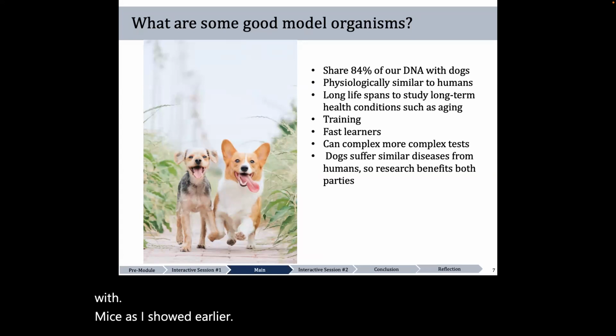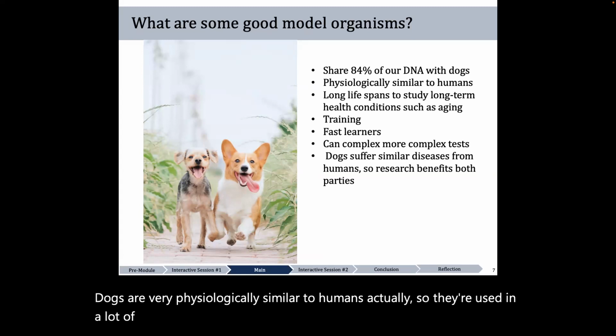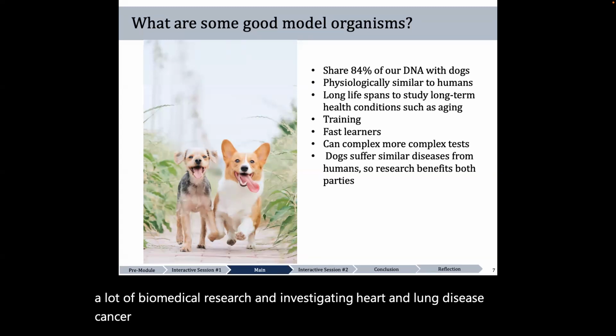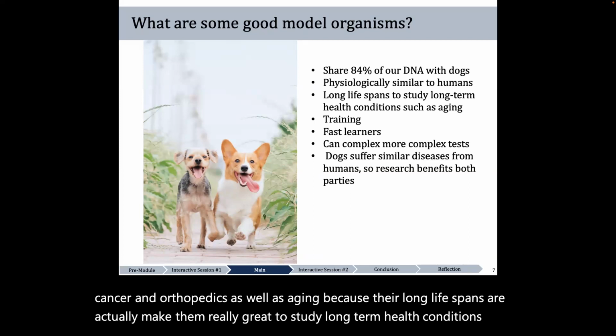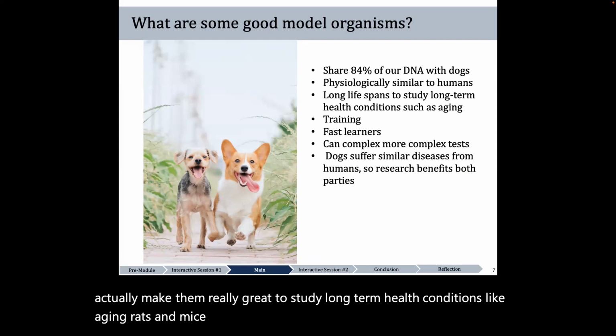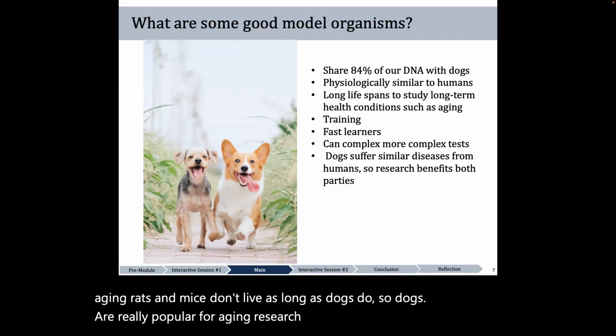Dogs are very physiologically similar to humans, actually. So they're used in a lot of biomedical research investigating heart and lung disease, cancer, and orthopedics, as well as aging, because their long lifespans make them really great to study long-term health conditions like aging. Rats and mice don't live as long as dogs do. So dogs are really popular for aging research, actually. And on top of that, they're really cute.